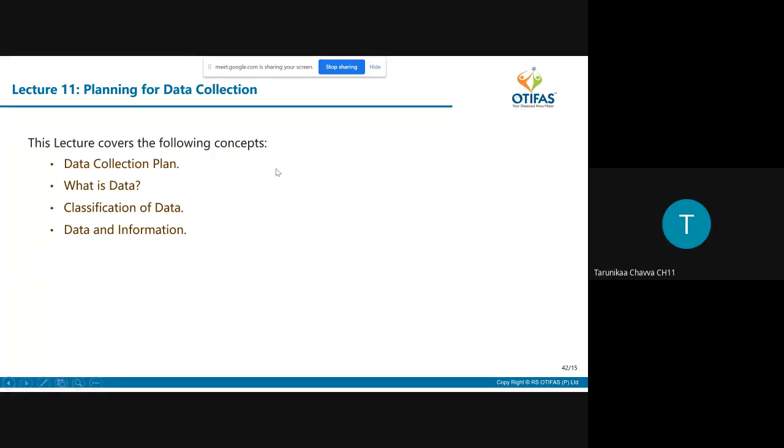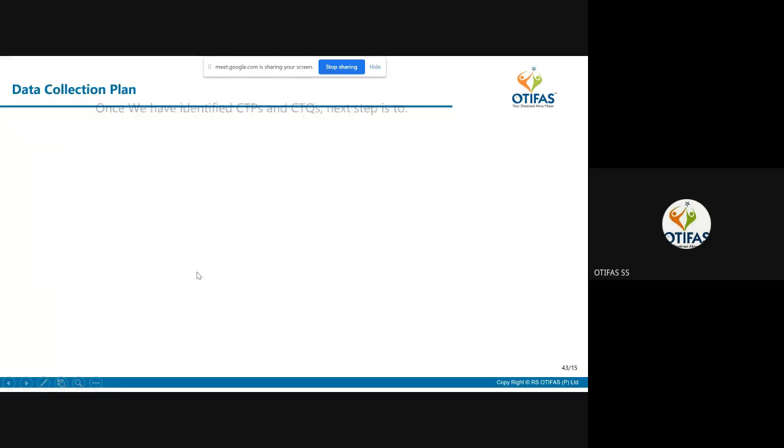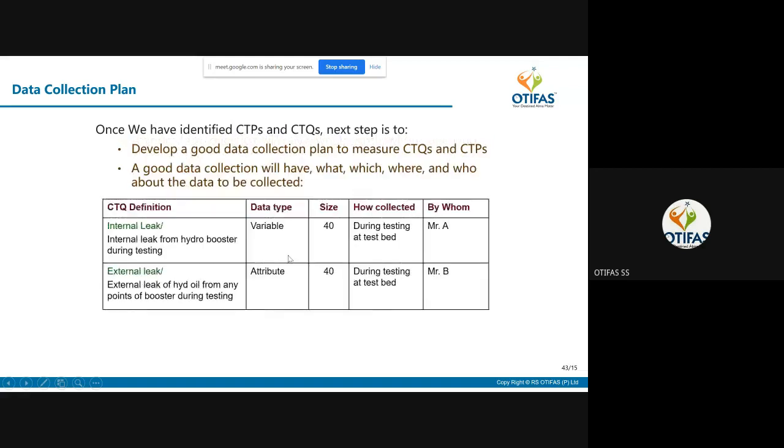Okay. So, data collection plan, then what is data, classification of data, etc. Let's understand. I have shown how a data collection plan is done. So, what are the things you need in a data collection plan? You have to define what is CTQ, then the data type and size, who will collect, where to collect. And you make this, it's going to be a data collection plan.